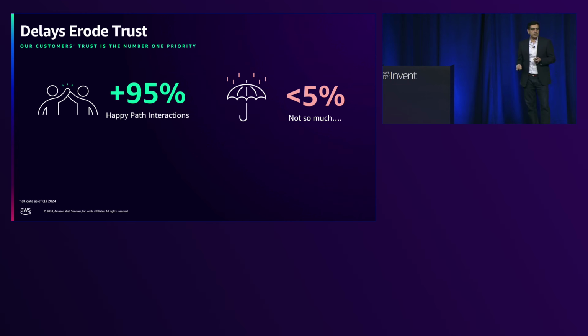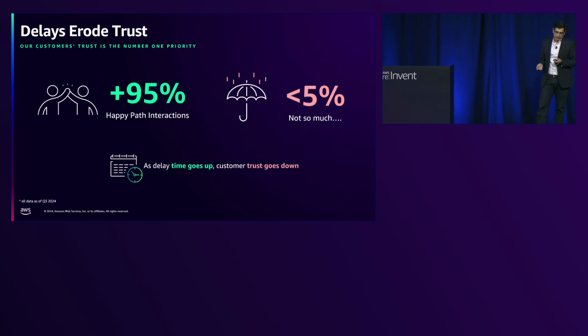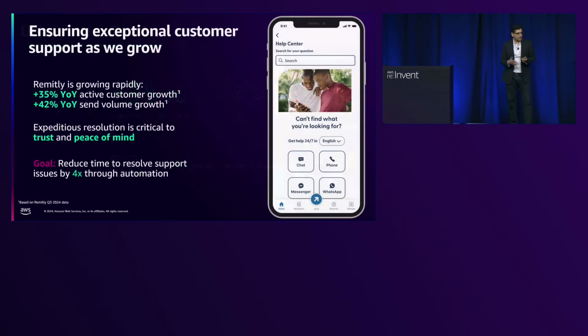In these scenarios, support experiences are critical to customers' peace of mind and having trust in our services. So as delay happens, as time goes, the customer trust goes down. That's a very direct correlation for us. So ensuring customer support experience as we grow is very, very important. Just to talk about a few numbers, we've been growing at about a 30% clip for the last many years. Just in the last quarter, as you see on the screen, we had 35% year-on-year growth in our total active customers and 42% in the send volume. So now you can imagine our support volume is actually growing at a similar pace.